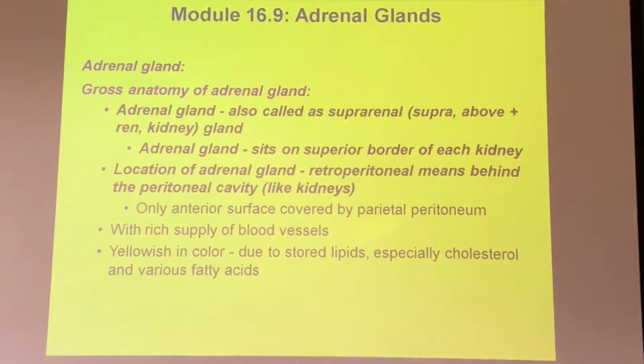The next gland is the adrenal gland. The adrenal gland is also known as suprarenal. Supra means on top of, renal means kidney, right? So it sits on top of the kidney, and it is basically retroperitoneal. And again, I will ask you, what is retroperitoneal? You must have done it.